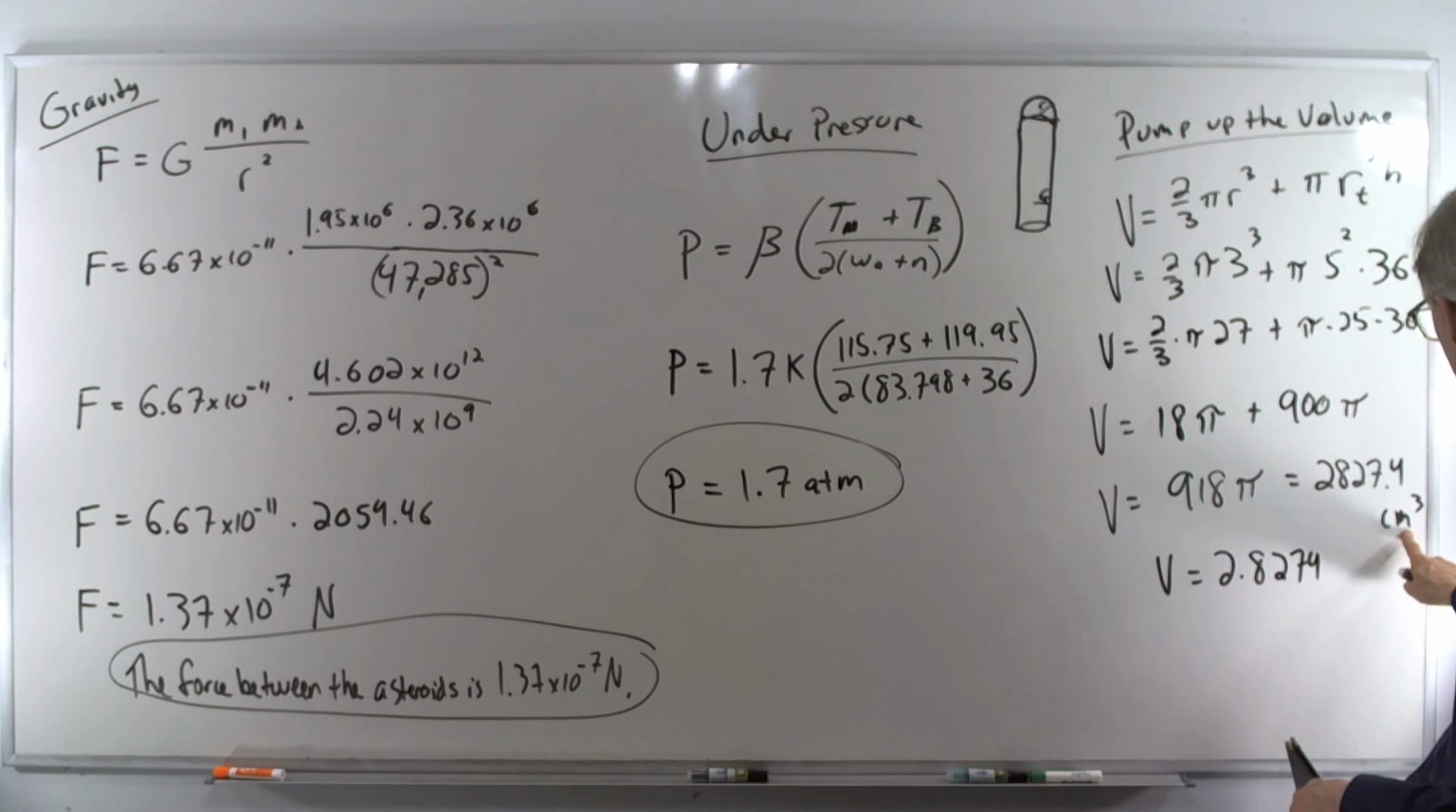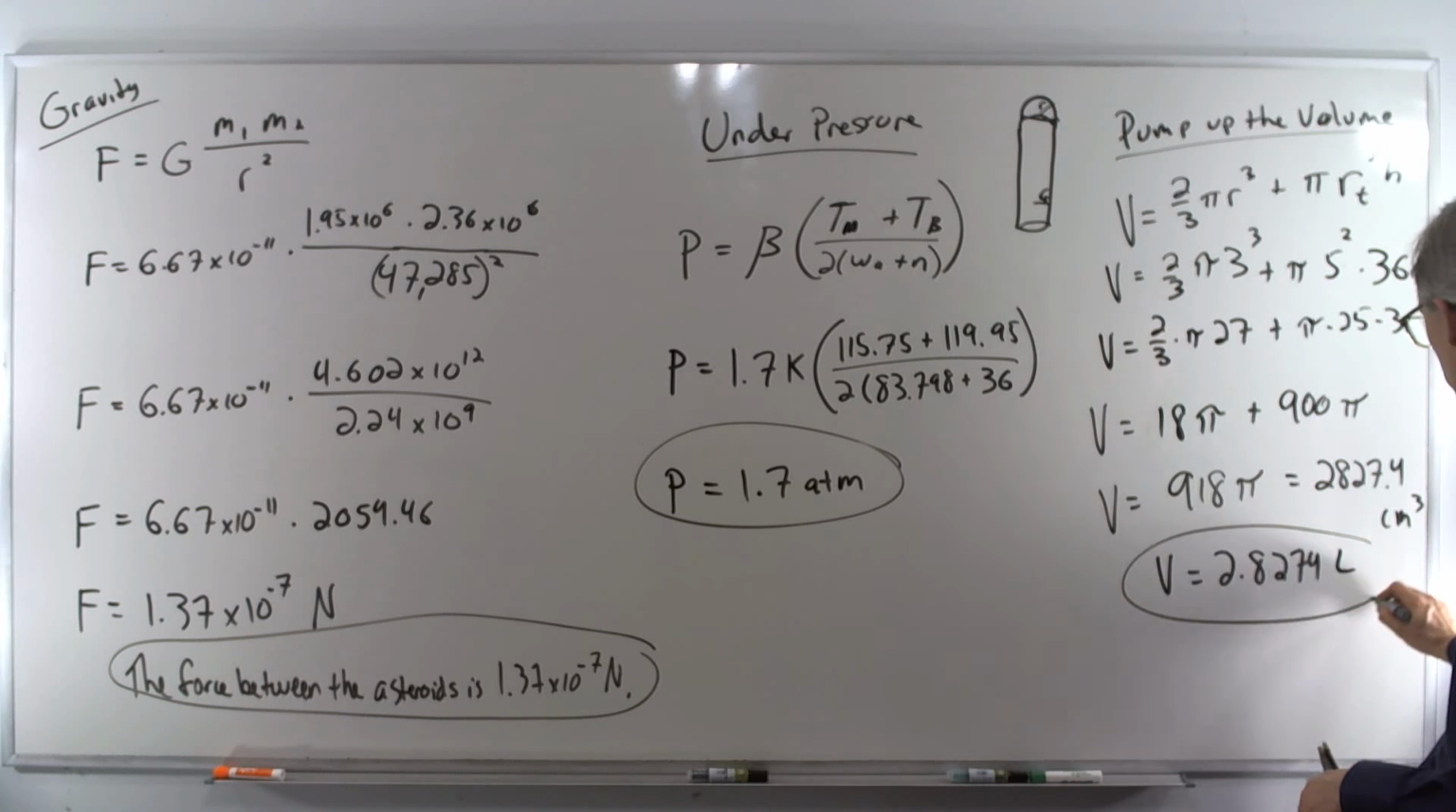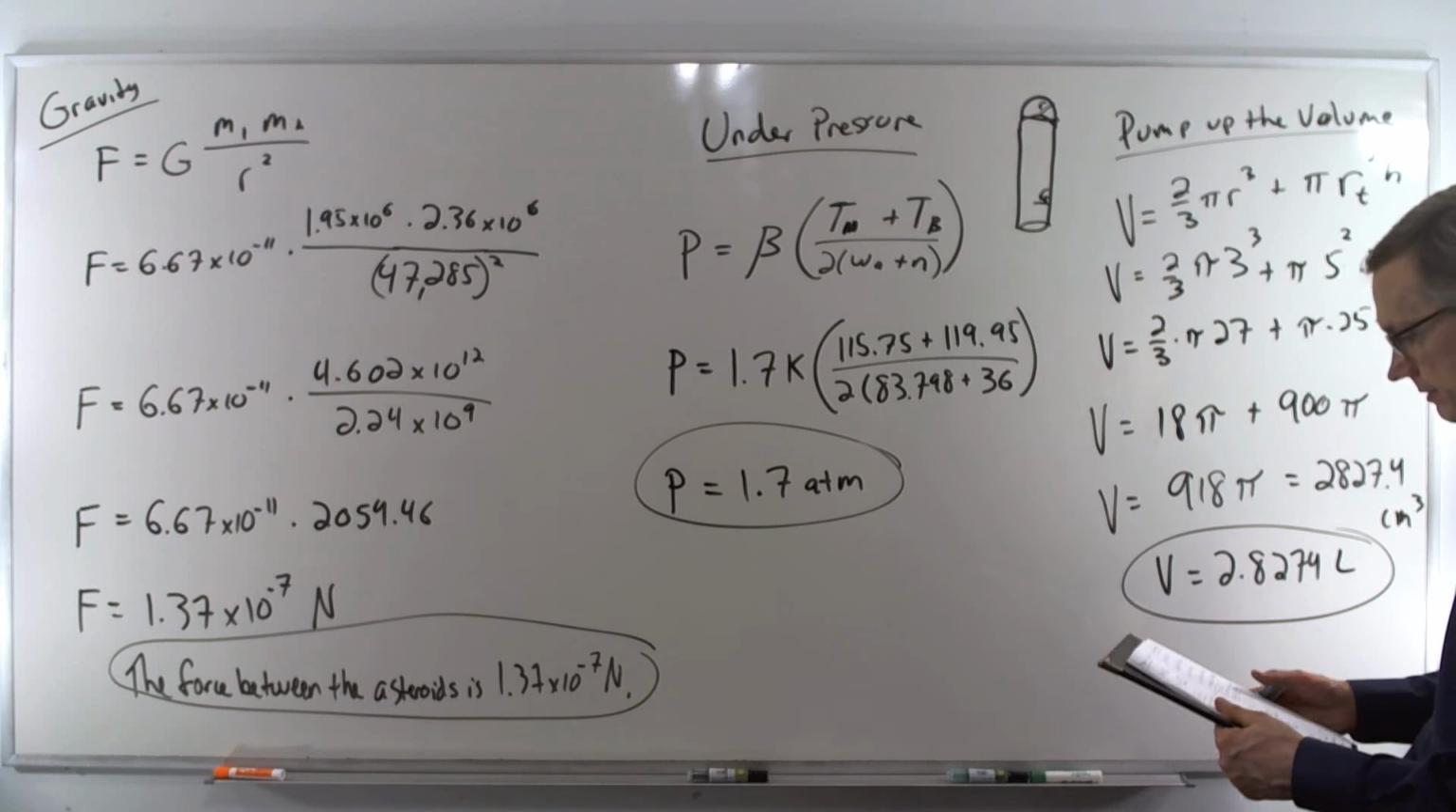All right, a cubic centimeter is the same as a milliliter. We haven't done metric yet, but we move the decimal 3 places. If we want it in liters, the volume is 2.28274 liters.